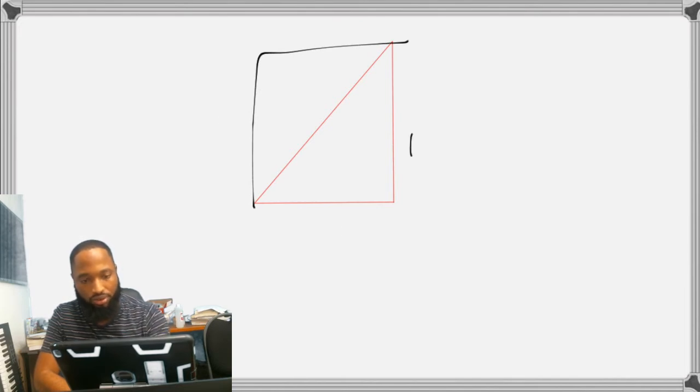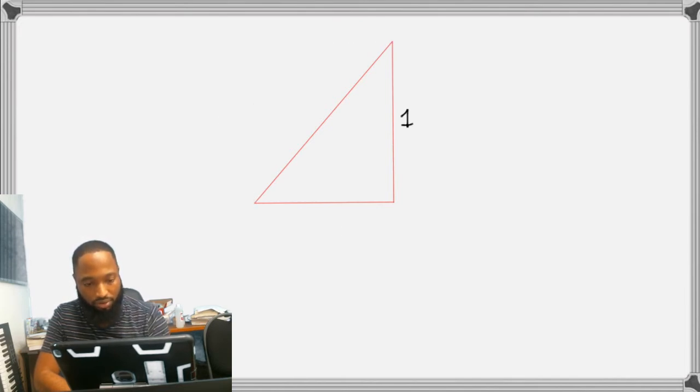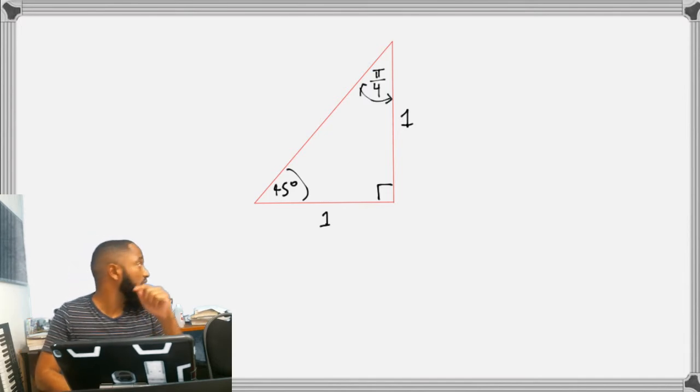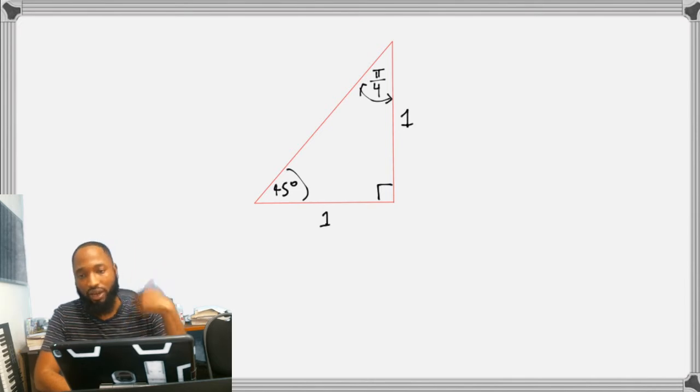1, 1, 1, 1. So this side is 1. This side is 1. This is a right angle. This would be 45 degrees, right? Or instead of 45, you could also say pi on 4. Pi on 4 is the same as 180 divided by 4, 45 degrees, right?